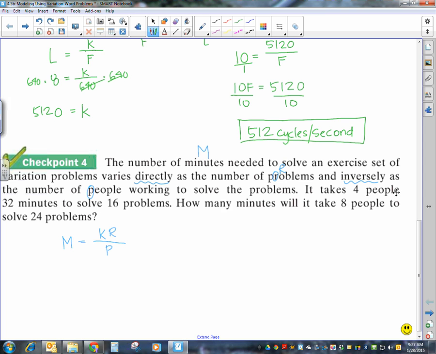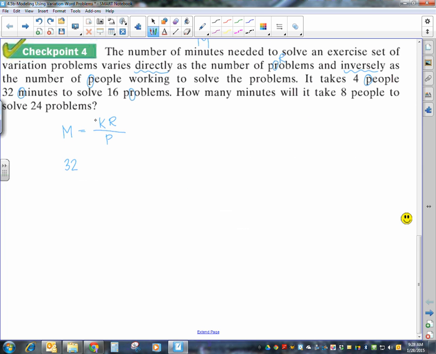So it takes 4 people, that's my P, 32 minutes to solve 16 problems. So M is 32. K is what we're looking for. R is 16. And P is 4. So 4 goes into 16 4 times. So we've got 32 is equal to 4K. And so I'm going to divide both sides by 4, and K is equal to 8.